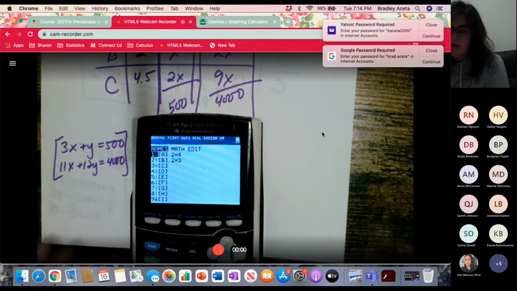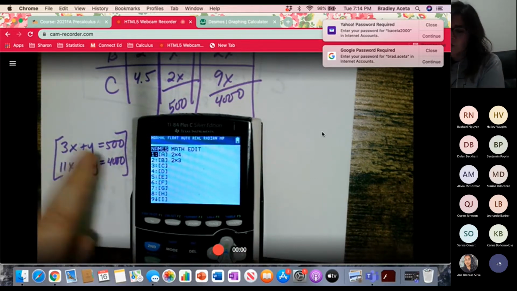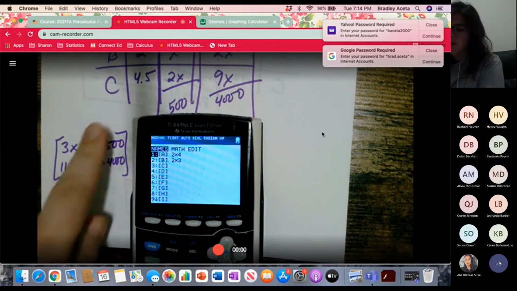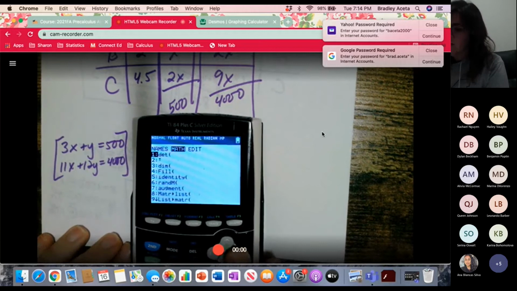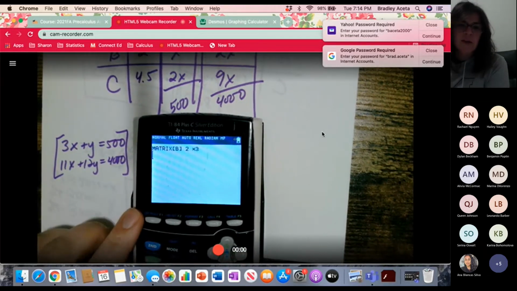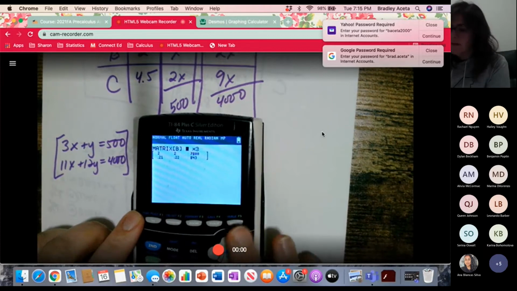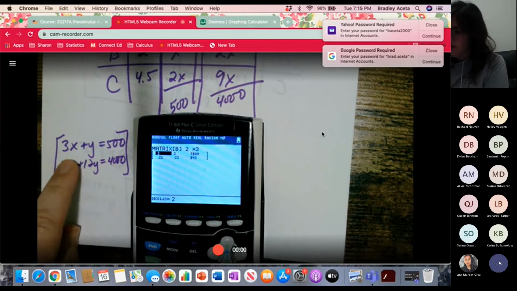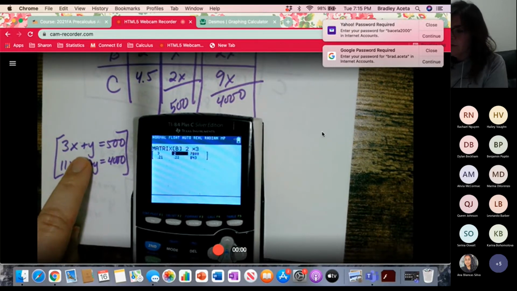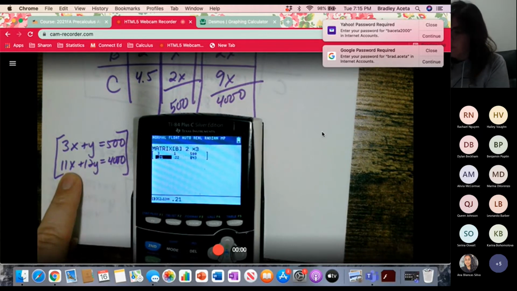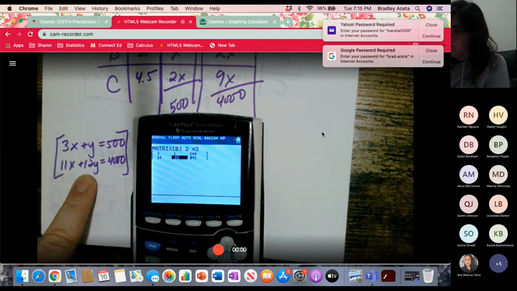If you go into the matrix, this is a 2 by 3. 2 rows this way, 3 columns. So I will edit matrix B because I already had it as a 2 by 3. So it's a 2 by 3, and I'm going to put my coefficients there. 3, 1, 500, 11, 12, 4,000.